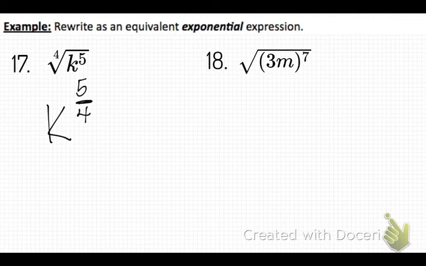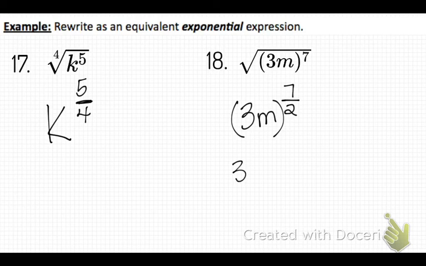Number 18. What is the base? 3m. And what does it have that we have to include? Good. We have to put that in parentheses. So listen, please. There are multiple things inside the radical. Put them all in parentheses. That's how we know, okay? What is the root of this? 2. Good. And what is the power? 7. So we can write it like this.